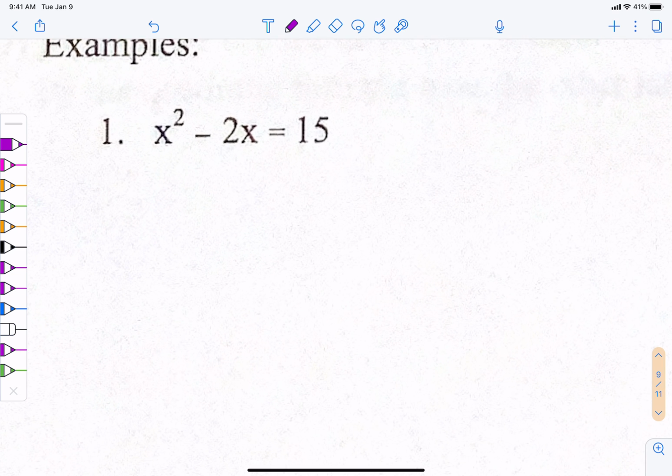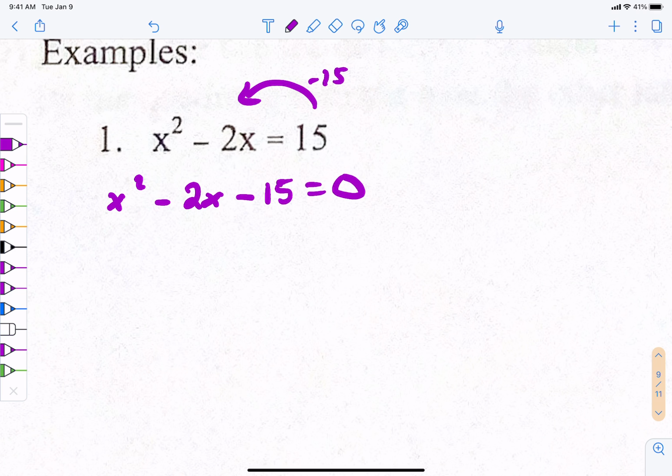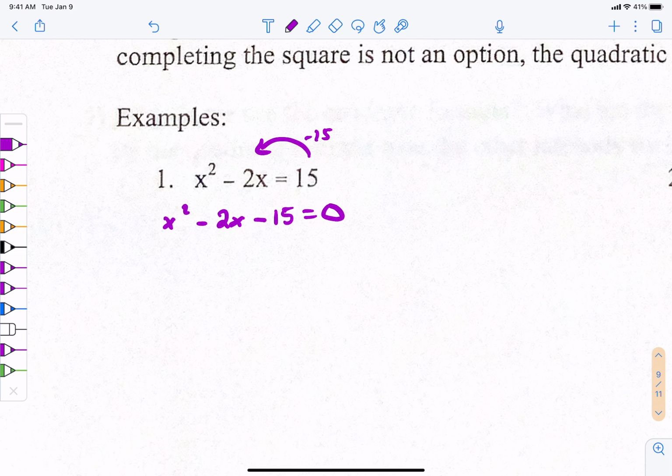Is he ready to go? No. We have to subtract the 15 over. So x squared minus 2x minus 15 equals 0. A equals 1. We're going to do the whole thing. This one's the whole thing. A is 1. B is negative 2, C is negative 15.